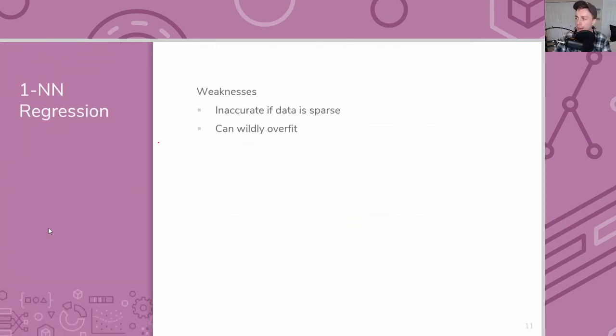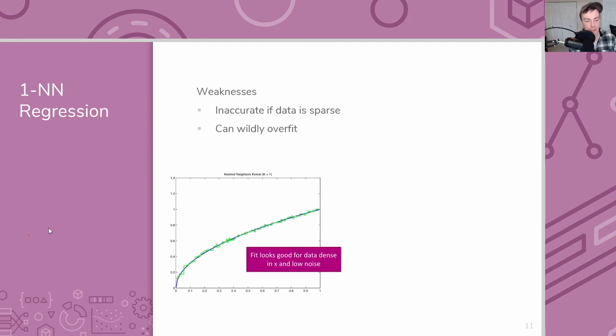So let's talk a little bit more about one nearest neighbor regression. This works quite well in some cases, when you have lots of data with little noise. But there are some pretty key weaknesses. In particular, if your data is sparse, meaning it's very spread out, then it's not going to interpolate very well. We'll see an example of that. And it's very possible for one nearest neighbor to overfit quite a bit. If you have a lot of data with very low noise, then this one nearest neighbor model is very good. It finds the general trend.